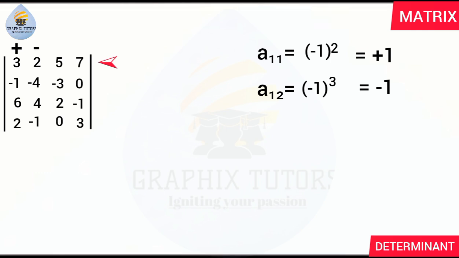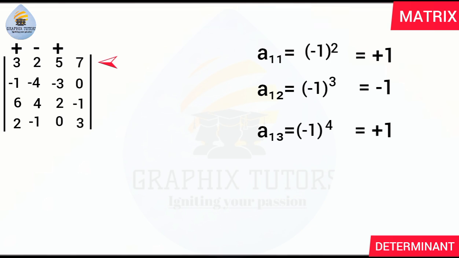If I come to the third element in row 1, which is A13, the element in the first row, third column, using the same formula, -1 raised to power 1 plus 3. And that is -1 raised to power 4. Right? Since the power is even, you are having -1 times -1 times -1 times -1, and that will give you plus 1. So I'm putting plus on the 5.